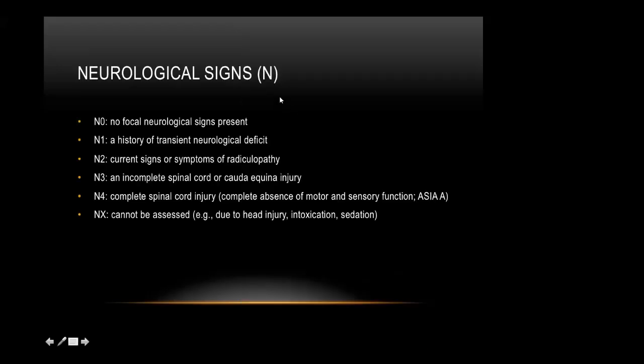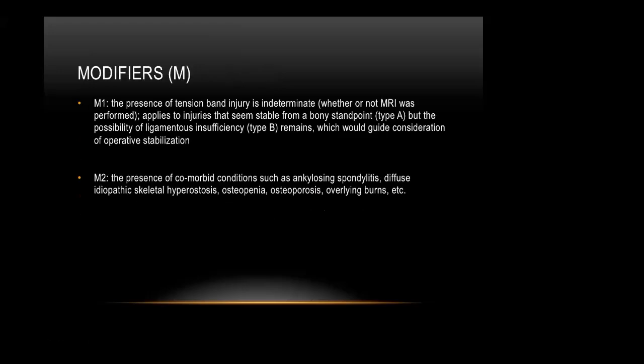Where it differs from the TLICS is this third part, which are the modifiers. Modifiers are factors that affect your surgical decision making. Will you operate or should you not operate? What are the comorbidities associated with that patient? What kind of prognosis should you expect if you operate on those patients, or what kind of special arrangements should you make before taking the patient to the operating room? So it has two components, M1 and M2.